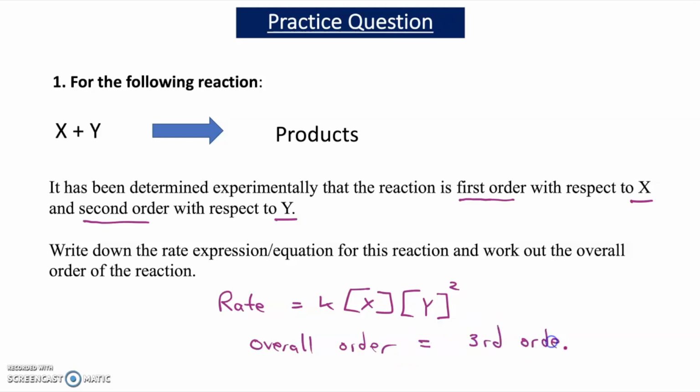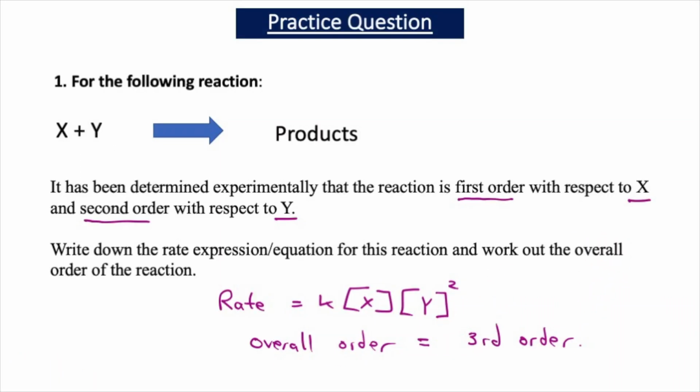So overall, this reaction is third order because x is order 1, y is order 2, 1 plus 2 equals 3. So overall, the order is third order. It's also worth mentioning here that in a rate equation, the rate constant is denoted by a small k, not a capital K.